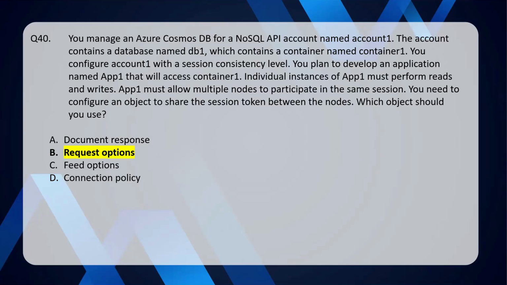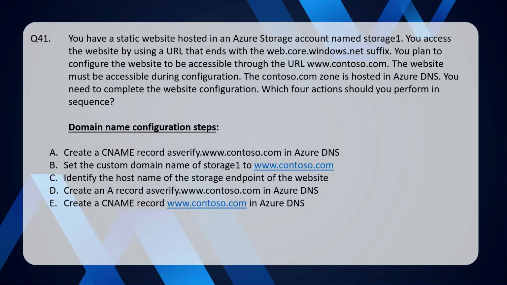Request options object allows you to specify options for individual requests, including the session token. By setting the session token in the request options, you can ensure that multiple nodes in your application share the same session token, thereby maintaining session consistency across those nodes. Let's look at question number 41.